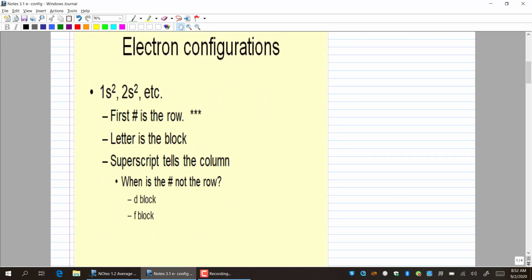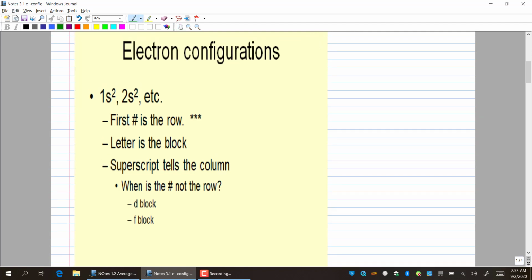Okay, so electron configurations. What we're going to do is identify where electrons are. So we need our periodic table now. So get out that handy dandy little thing I told you had to print called the periodic table.